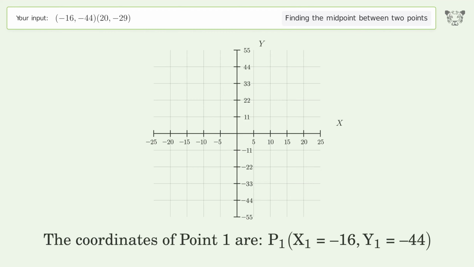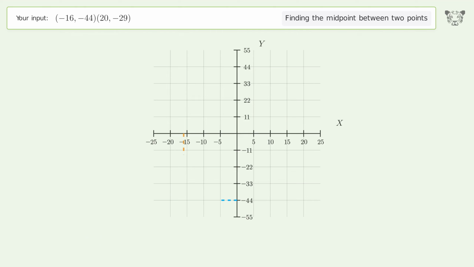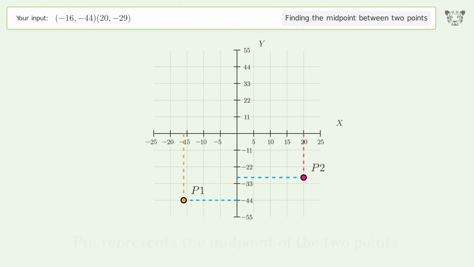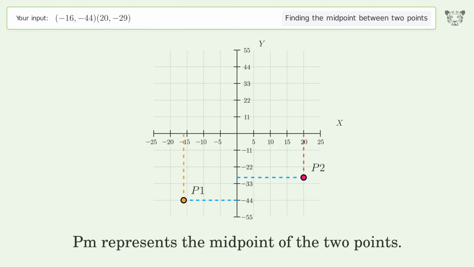The coordinates of point 1 are x1 equals -16, y1 equals -44. The coordinates of point 2 are x2 equals 20, y2 equals -29. PM represents the midpoint of the 2 points.